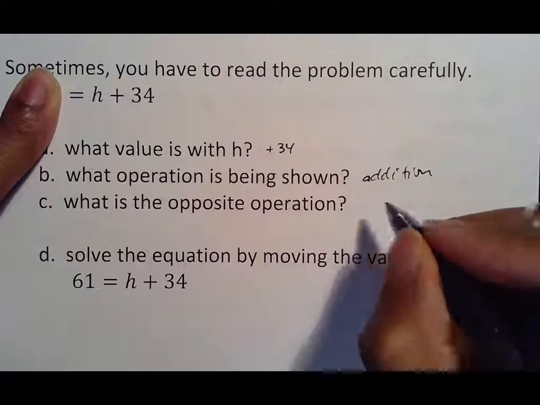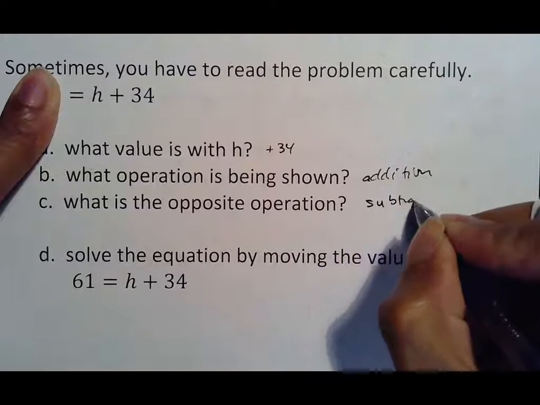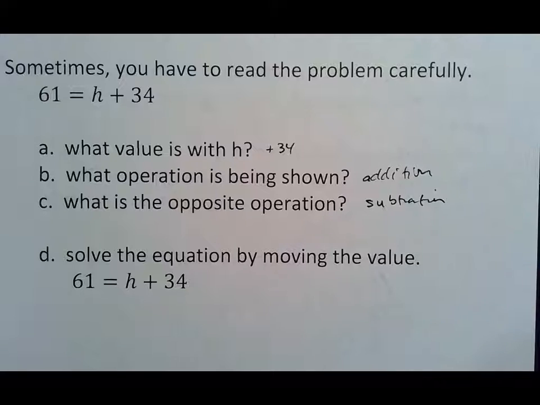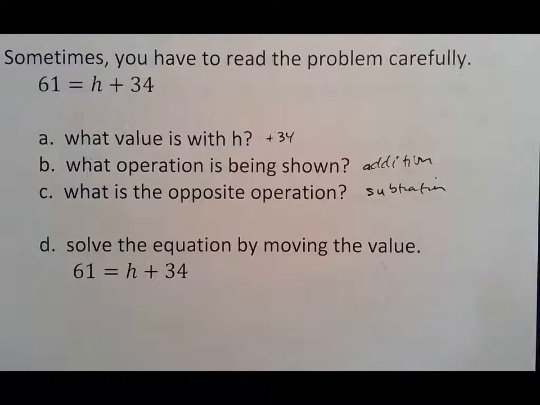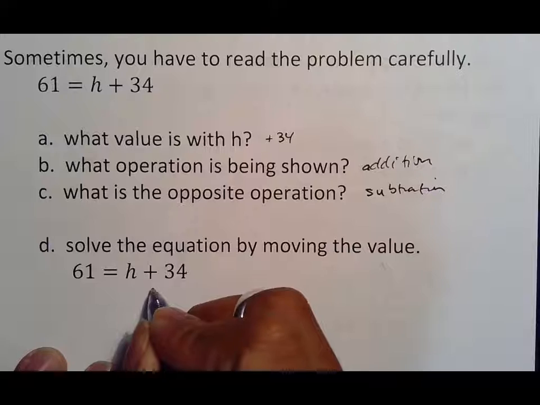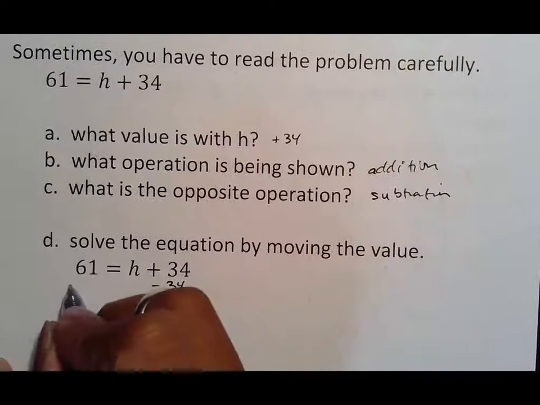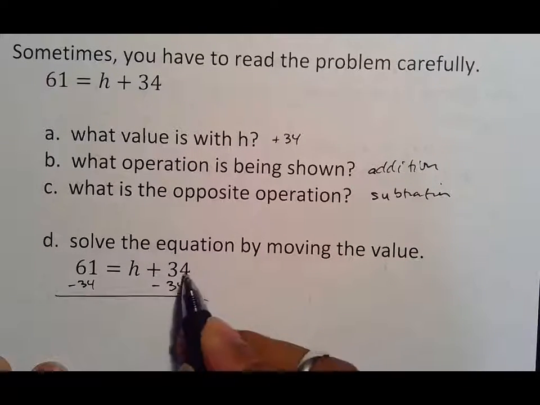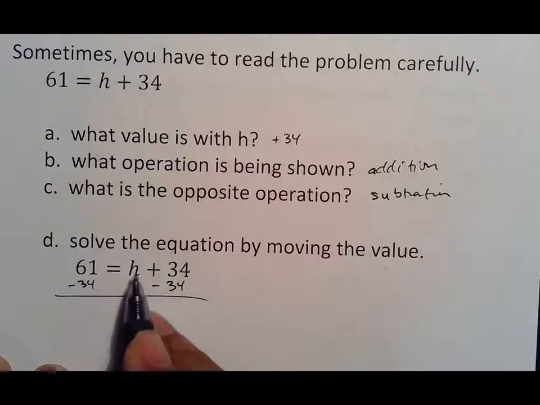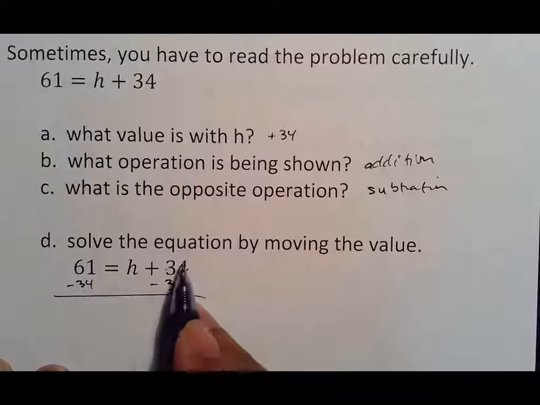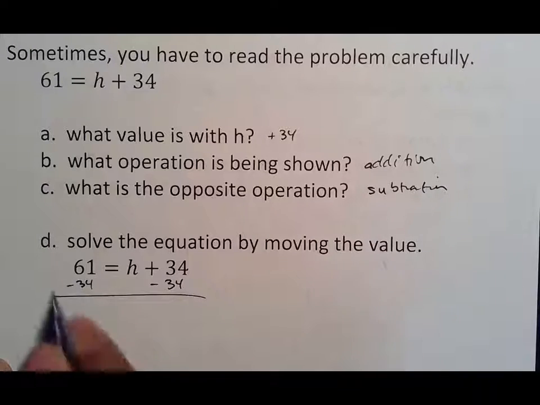The opposite operation here would be, again, subtraction. And so we want to move the value. The reason we have to identify the value is because otherwise you move the wrong one. It's H plus 34, which means that we want to move this 34 by subtracting 34. We are moving this away from the H. Who cares about the 61? It's on the opposite side. So again, we are picking the value that's with H and using the opposite to move it.